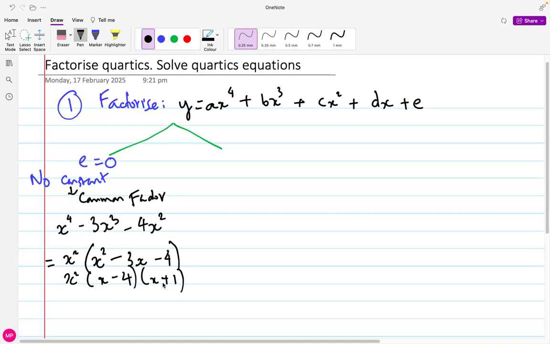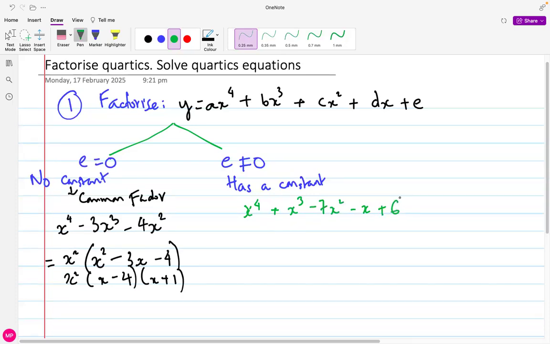Now, if you do have a constant that is not equal to 0, so if a is not equal to 0, this means you have a constant that is not equal to 0. An example for it can be something like x^4 plus x^3 minus 7x^2 minus x plus 6. So you can see I have a constant here, which is 6.